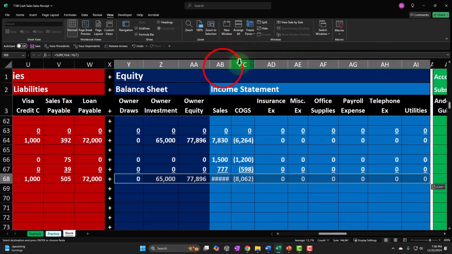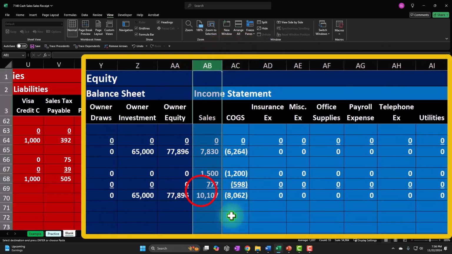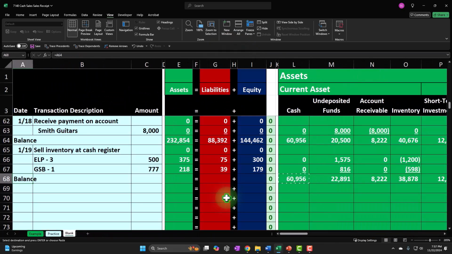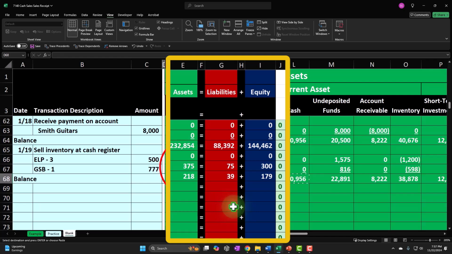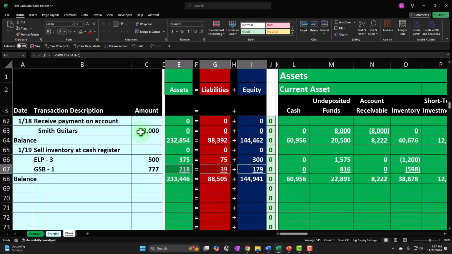All right, let's make this sales item a little bit larger here so I have enough room. Okay. So now we're still in balance, so let's copy this down and see what our ending balance is. Assets at 233,446, copy that down, liabilities 88,505, equity then 144,941. I'm going to put an underline under these 3, underline, boom.